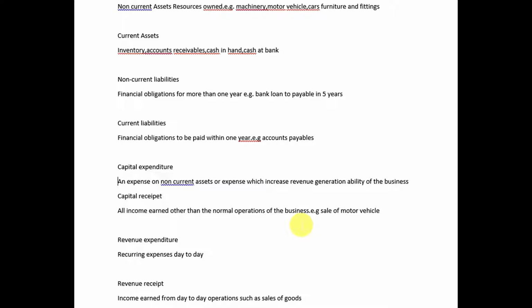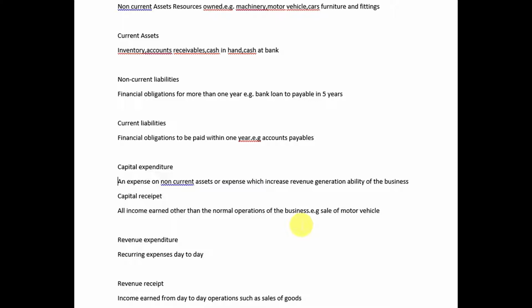For any goods sold to any customer, the customer will settle his or her account within a year. And if the customer will settle the account within 1 year, we will call it a current asset. And in accounting we will say it is accounts receivable.